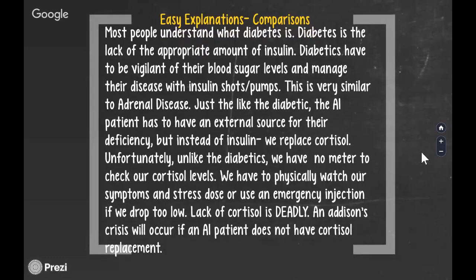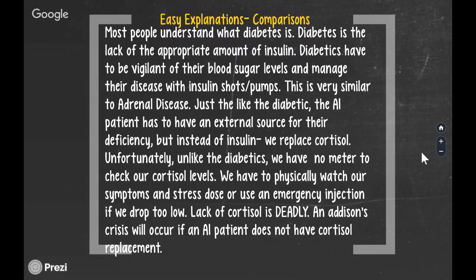Easy explanations. Comparisons. Most people understand what diabetes is. Diabetes is the lack of the appropriate amount of insulin. Diabetics have to be vigilant of their blood sugar levels and manage their disease with insulin shots or pumps. This is very similar to adrenal disease.